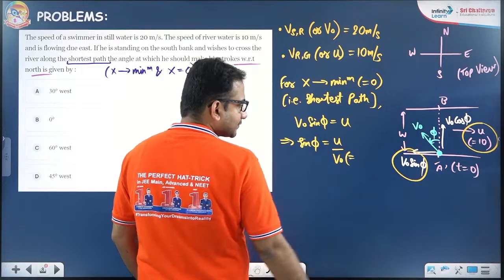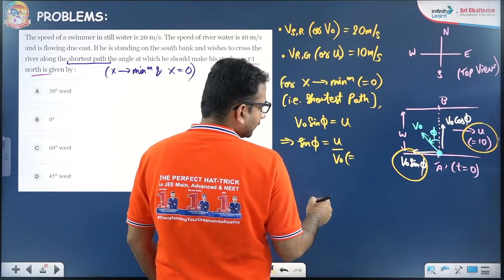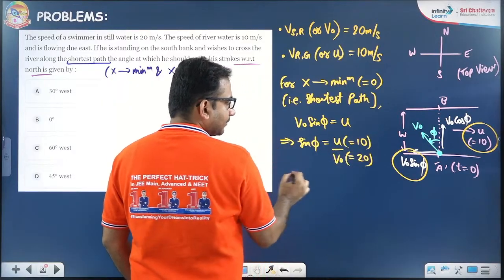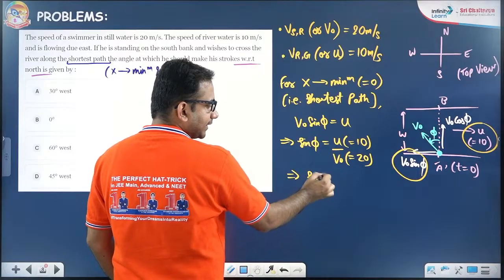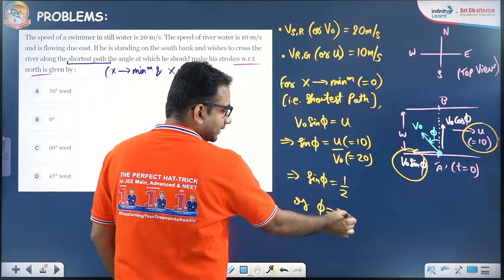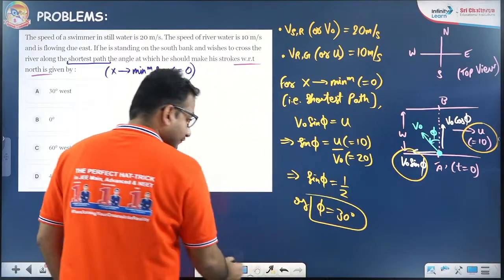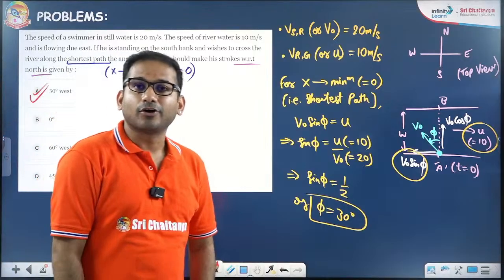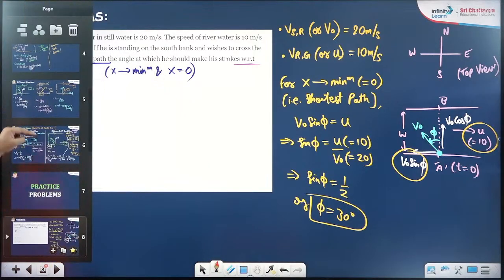This V naught is 20, this U is 10, so 1 by 2. So basically you get sin phi as 1 by 2, or you can say phi is equal to 30 degrees west. See, option A you got. I'll show you the standard result one more time.